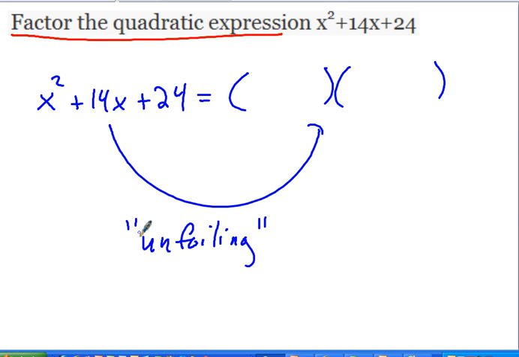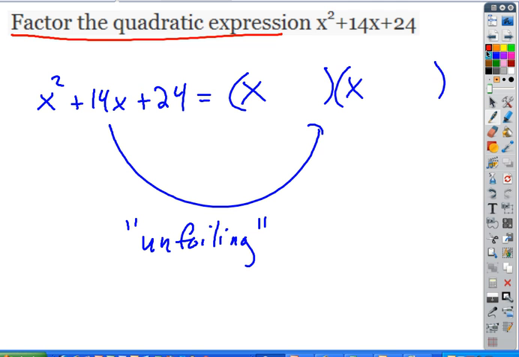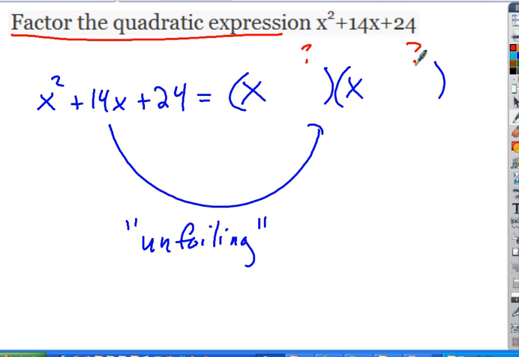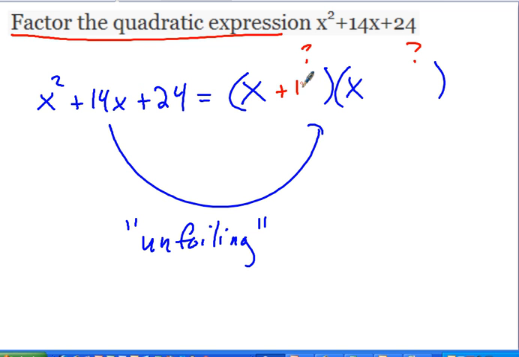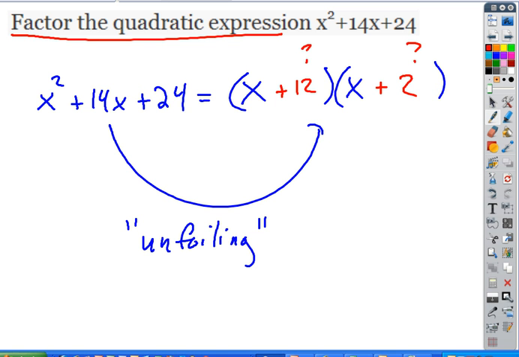Now, first times first has to give us x squared, so we know that those are both x's immediately. But what we're looking for are those magic numbers. We want to know what goes there and what goes there. So what are the two numbers that multiply to 24 and add to 14? 12 and 2, sure. So we're going to get x plus 12 times x plus 2. And that's where we stop. If all we're trying to do is factor it, that's the factoring. So let's put that in.